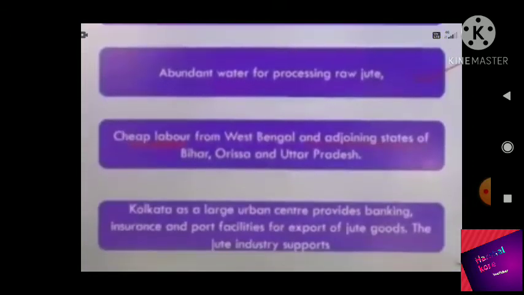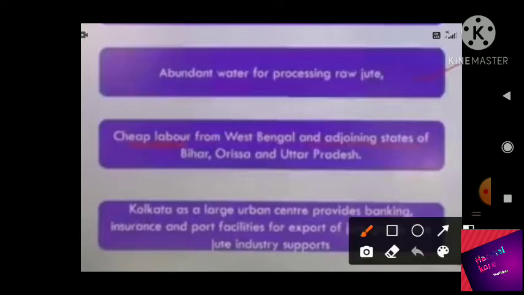Next is abundant water for processing raw jute. Abundant means the needed amount of water is there. There is no insufficiency of water. There is always sufficient water for processing raw jute. Then, cheap labor from West Bengal and the adjoining states of Bihar, Orissa and Uttar Pradesh. Labor is very cheap in West Bengal and some adjoining states.